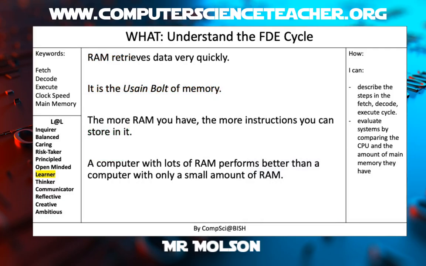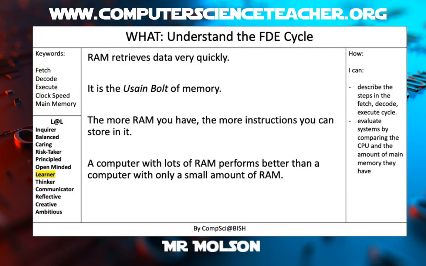I say RAM is the Usain Bolt of memory. It's the fastest type of memory that you will find. Well, actually, I'm going to put a little thing in there, but yes, it is the fastest type of memory that you'll find, but you're going to find out a little bit more in the extension activity.